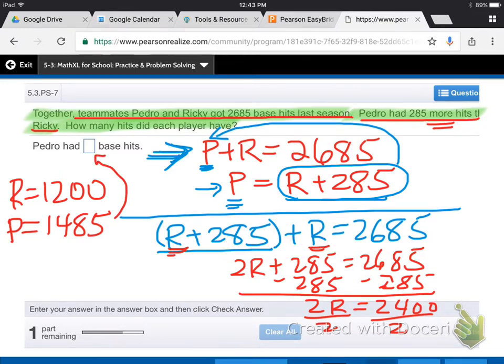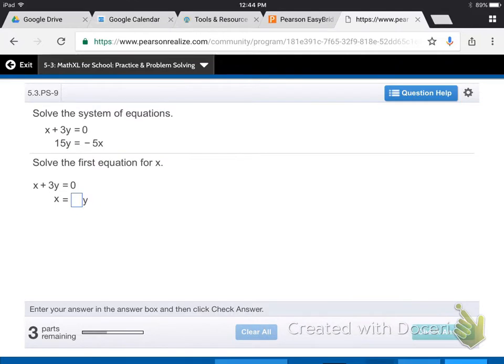Got it? Good. Okay, here we go. No word problem, it just gives us a system. Here's one equation, and here's the other equation. The directions are very simple. We're going to solve the first equation for x.